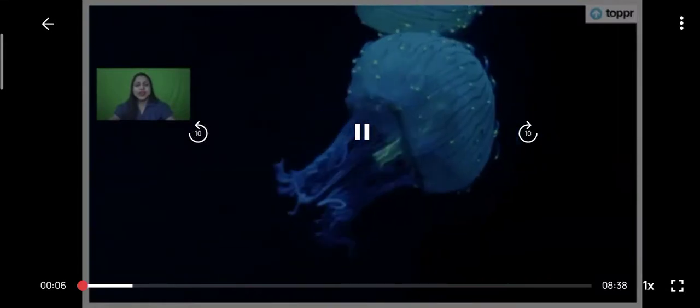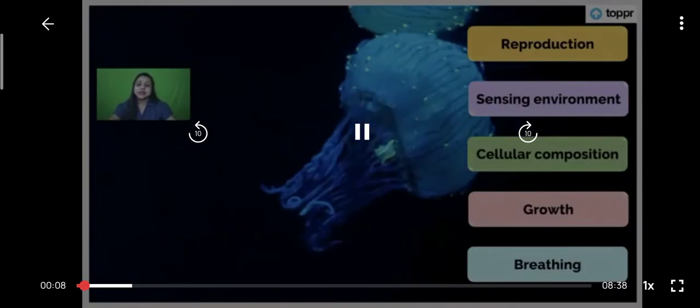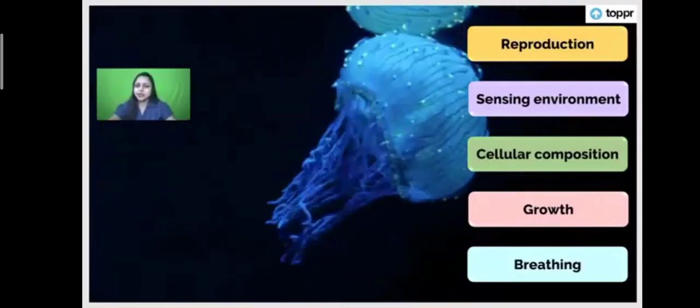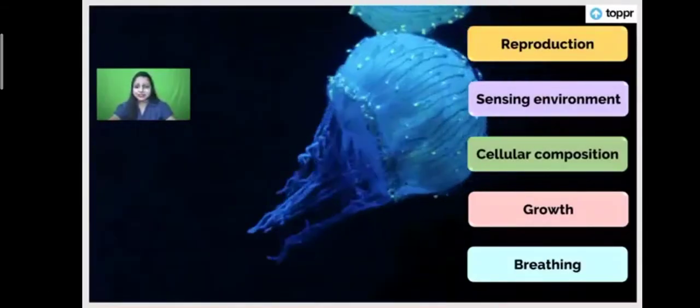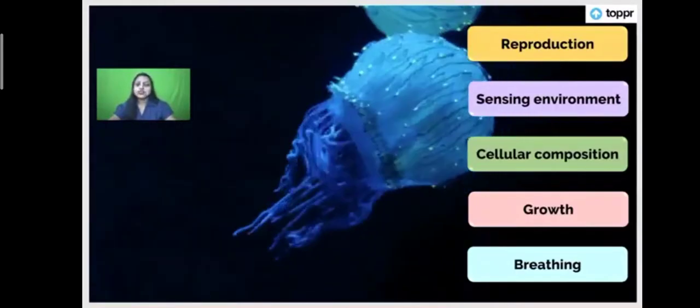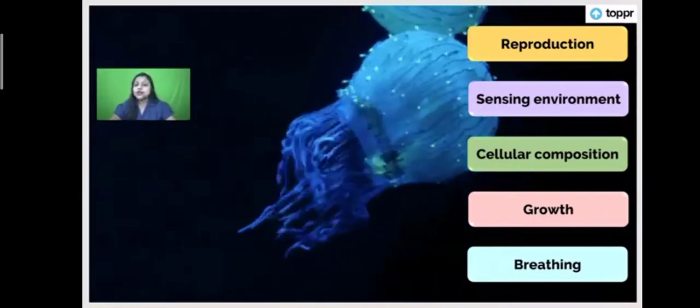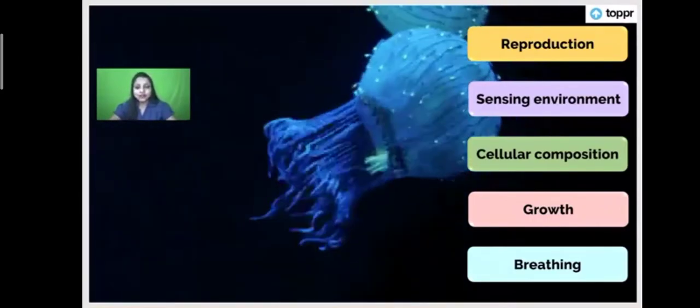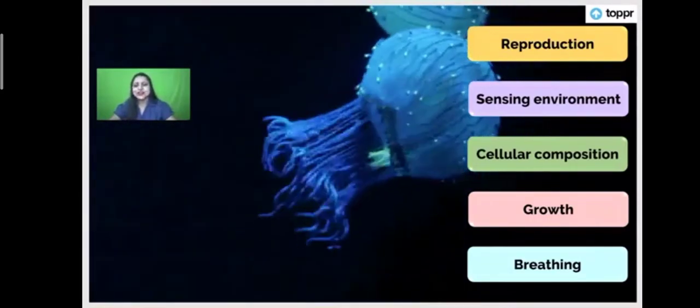About living organisms? Well, you might tell me it is reproduction, sensing environment, cellular composition, growth, breathing, etc. But now my question to you is, are these the features that can differentiate the living from the non-living exclusively? Well, let's find that out in today's session.